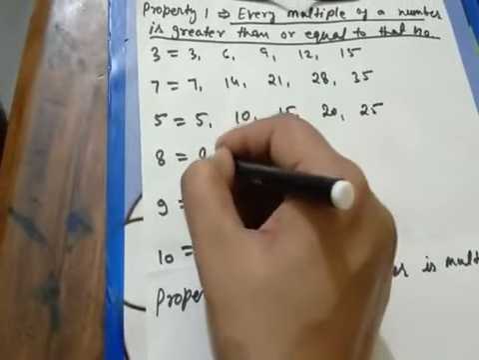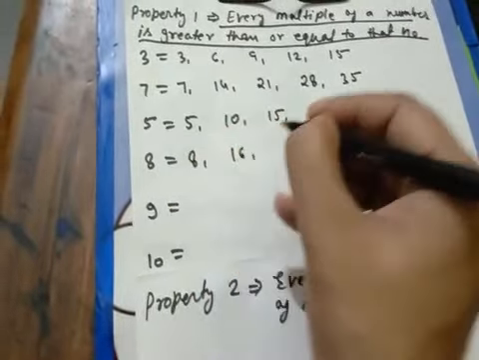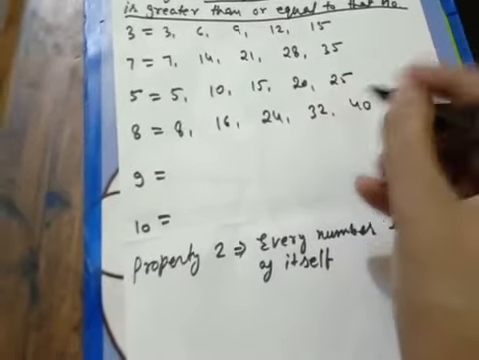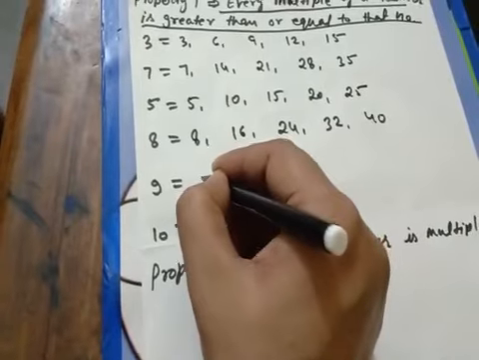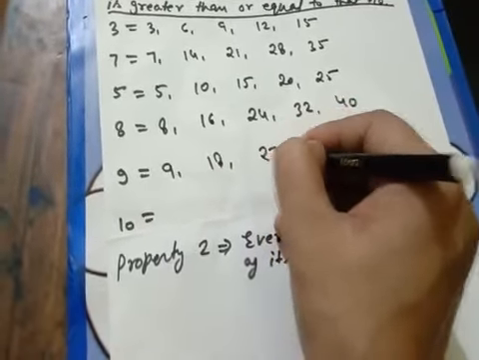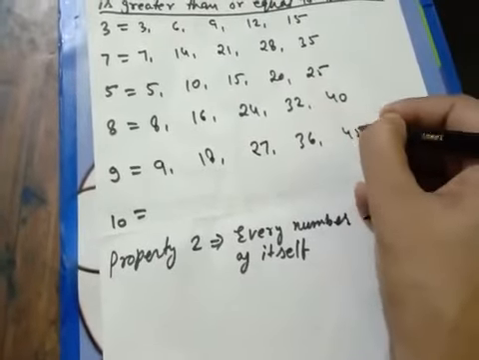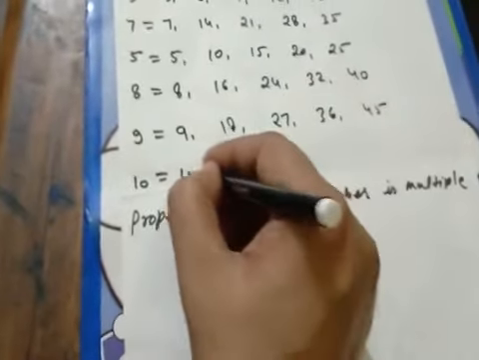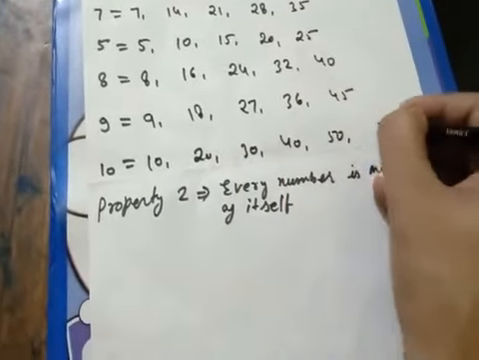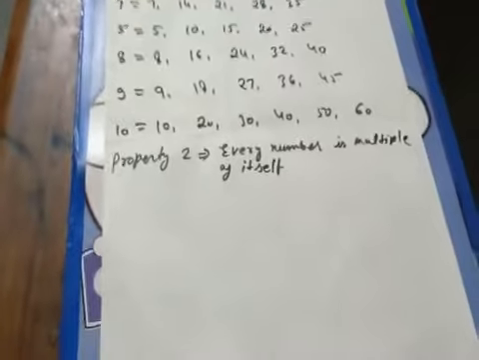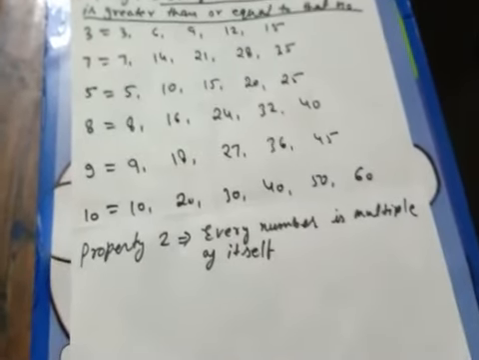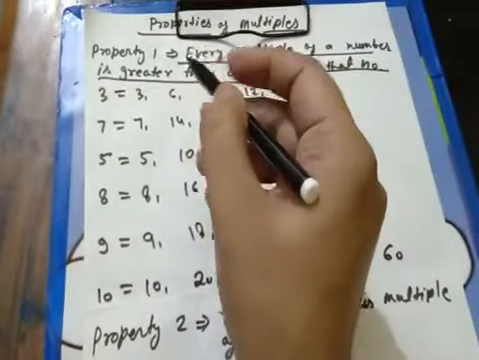Multiples of 8 are 8, 16, 24, 32, 40. Multiples of 9 are 9 2 is 18, 9 3 is 27, 9 4 is 36, 9 5 is 45. Multiples of 10 are 10, 20, 30, 40, 50 and 60. You can see. Now after writing all the multiples, we come to the property again.